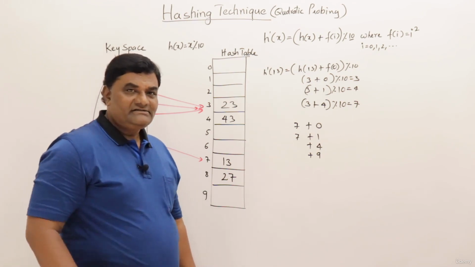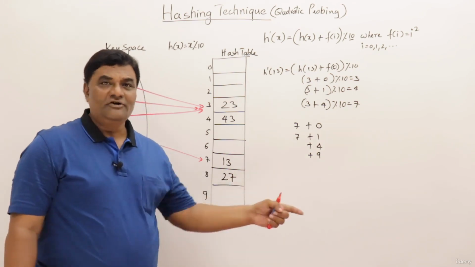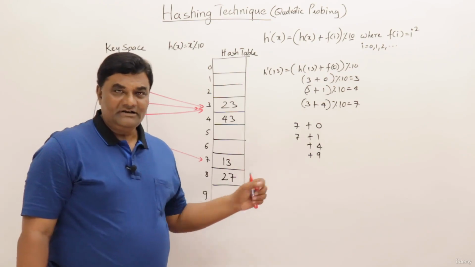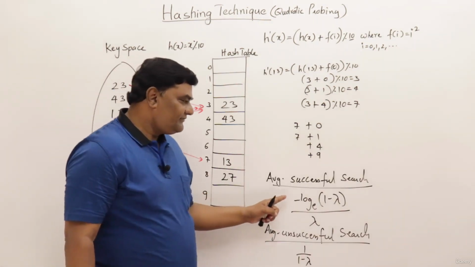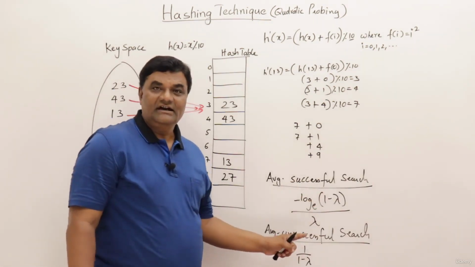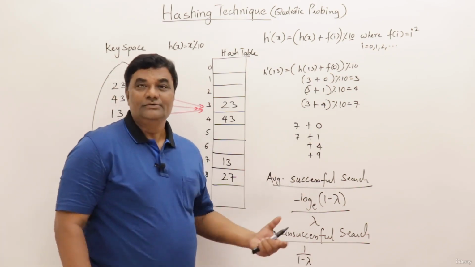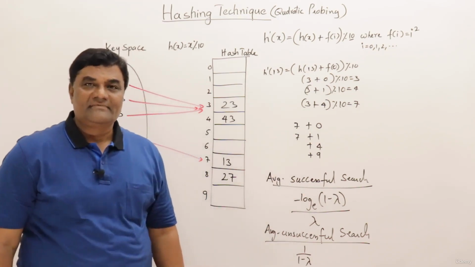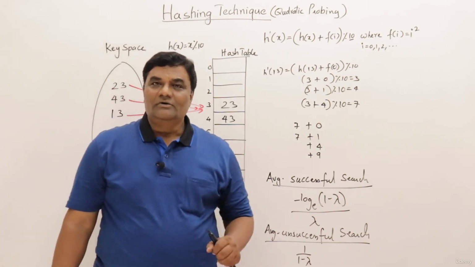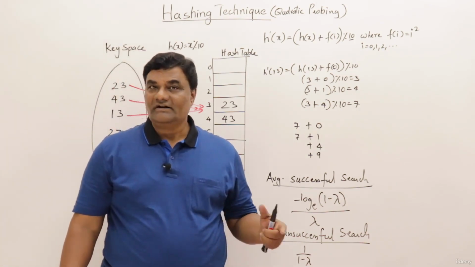Then about the analysis, there is a known formula. I will write down the formula. So here are the formulas for average successful search and average unsuccessful search. You just have to accept these formulas and use them if required. That's all about quadratic probing.